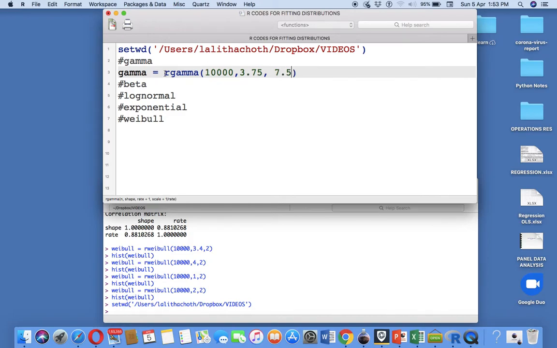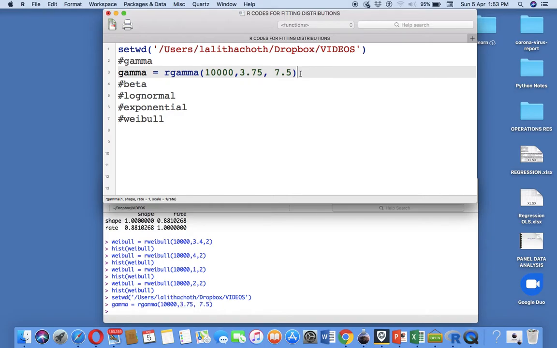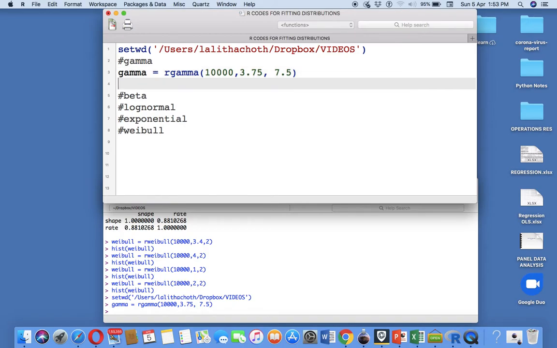So you've generated a gamma distribution using the command rgamma. So 10,000 observations will be generated randomly. The shape parameter is 3.75 and the rate parameter is 7.5. These are the two parameters of the gamma distribution. So I've generated the gamma distribution, and now I will plot it with the command hist.